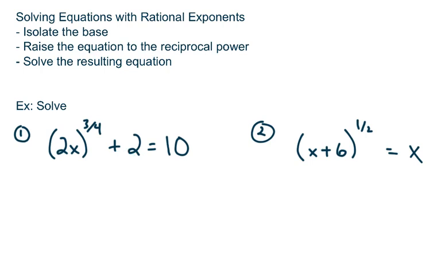Okay, once we get the base by itself, we're going to raise the equation to the reciprocal power. Okay, so let's do number 1 here as we're going through the steps. So isolate the base.